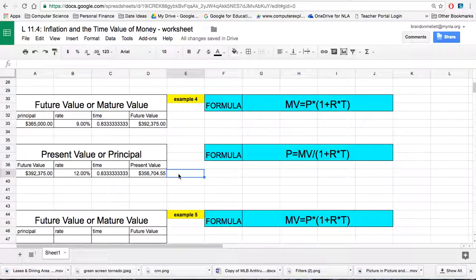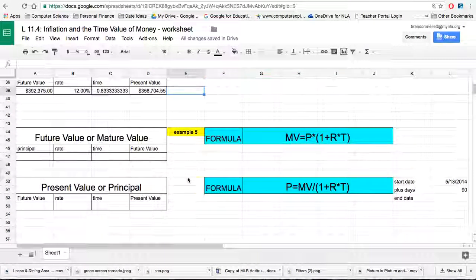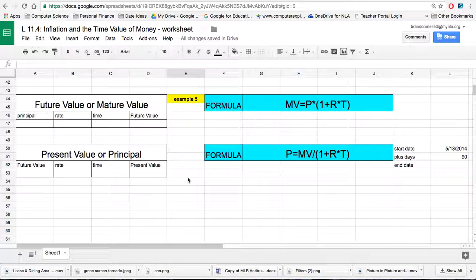As you're going through these word problems, make sure that you are doing both steps, because this is the answer they're looking for, but you need to find the future value or maturity value first. All right, last example, example 5. In this one, an Argentinian businessman makes a loan of $6,500 to a business partner on May 13th for 90 days. Interest rate on loan is 8%. After the loan is made, the general level of interest rate changes in Argentina quickly to 12%. Find the present value of the loan on June 26.